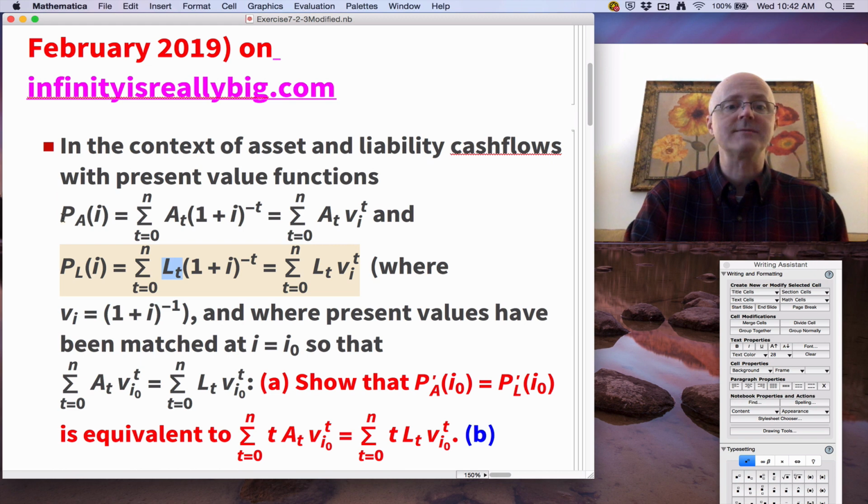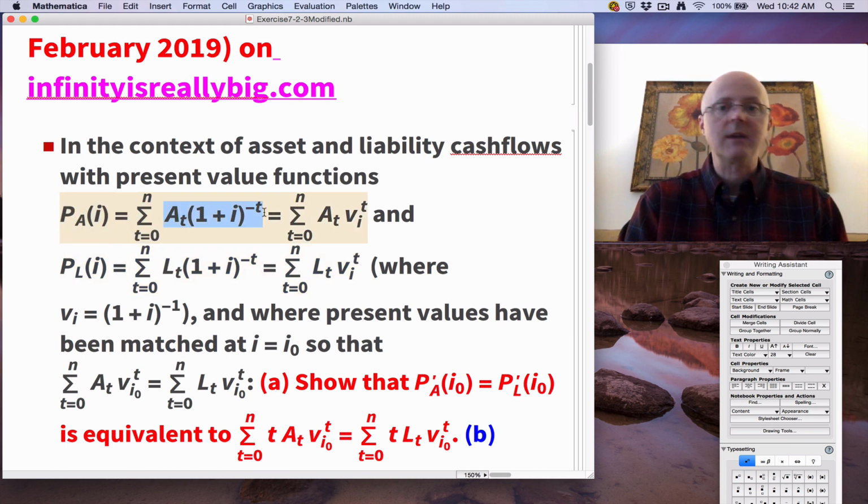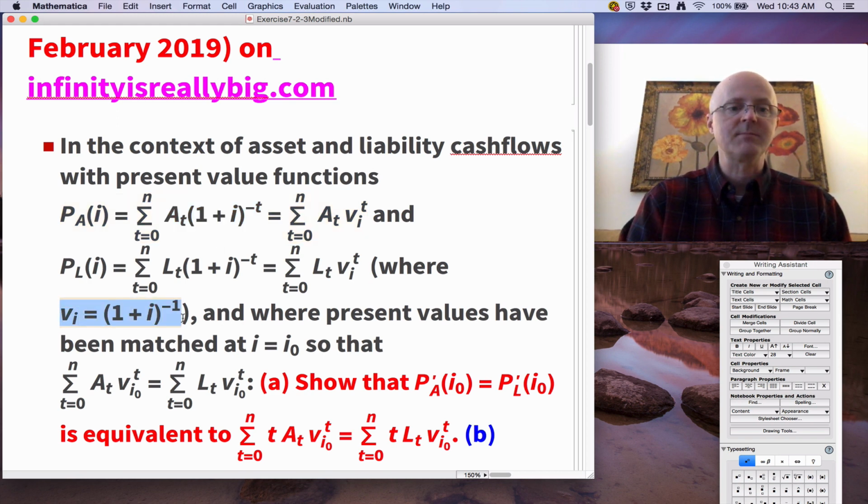Okay, but these are our present value functions. A_t is being discounted back to time 0 by multiplying by (1+i)^(-t). As usual, (1+i)^(-1) is the same as v, which in this video, as in Broverman's book, we're going to call v_i to emphasize it depends on i, and we are going to plug in sometimes specific values of i, call them i equals i_0, into these expressions. So that'll be important to realize.